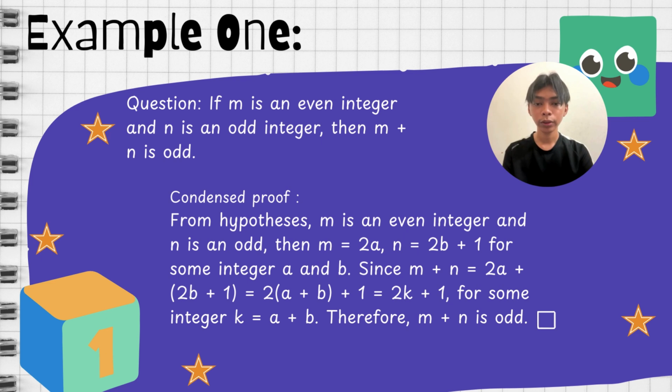So, for the condensed proof: from the hypothesis, m is an even integer and n is an odd integer, then m equals 2a and n equals 2b plus 1 for some integers a and b. Since m plus n equals 2a plus (2b plus 1), which equals 2(a plus b plus 1), which equals 2k plus 1 for some integer k equal to a plus b. Therefore, m plus n is odd.